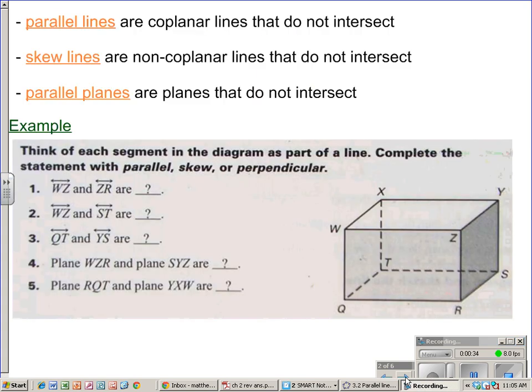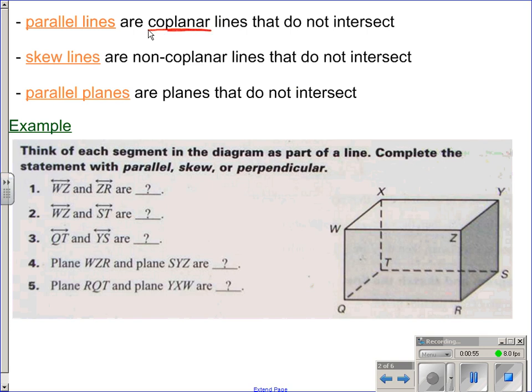All right, let's take a second, copy down these couple definitions here. The first one, parallel lines. I think everybody knows what a parallel line is. They're just lines that do not intersect. But we actually have two different terms for lines that don't intersect. And the key difference is, with parallel lines, they are coplanar. They have to be on the same plane, and they don't intersect.